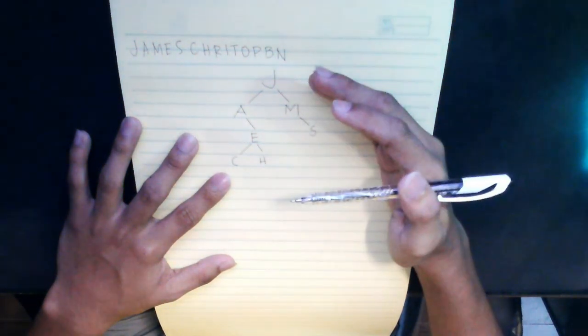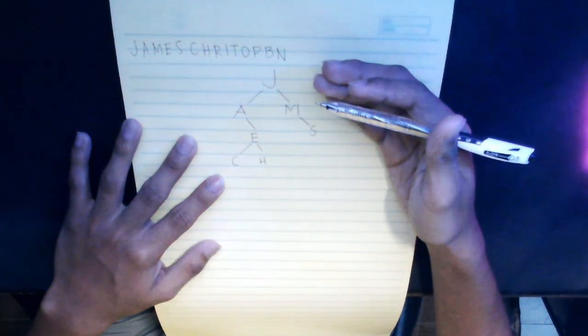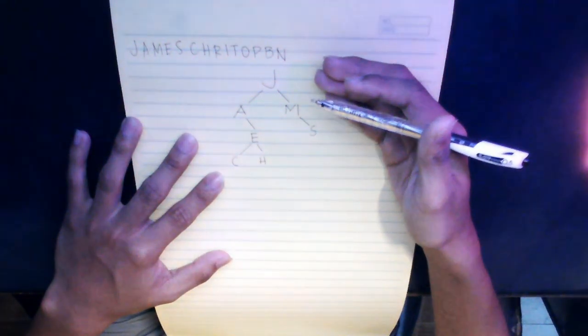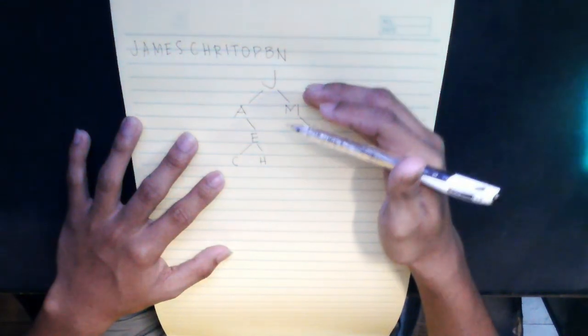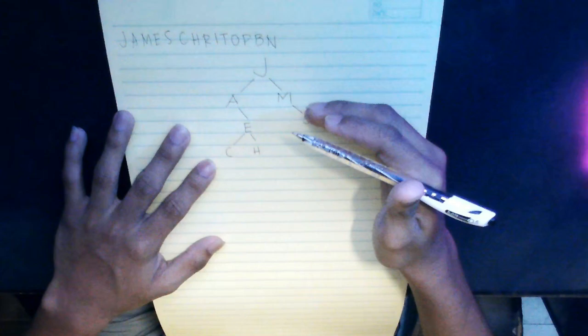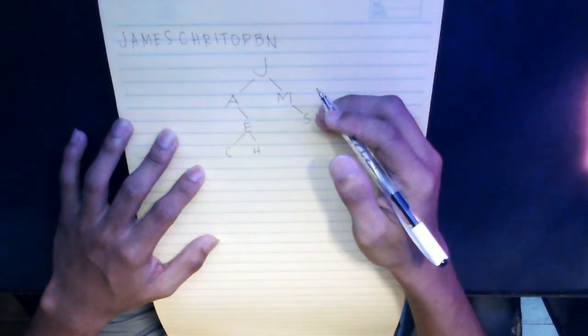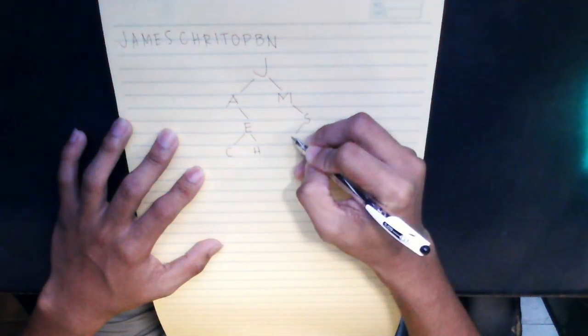So, the next step is to compare R to the root. R is greater than J as well as M. So, we're going to compare it with letter S. R is less than S, so we're going to put it on the left child of S.